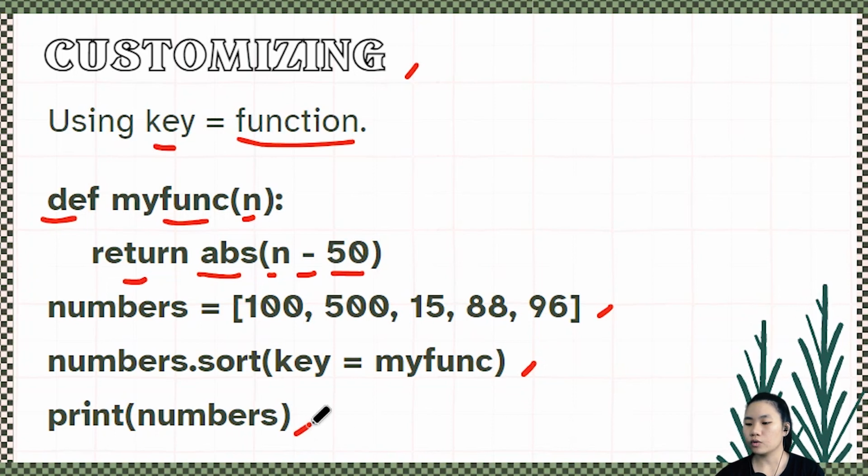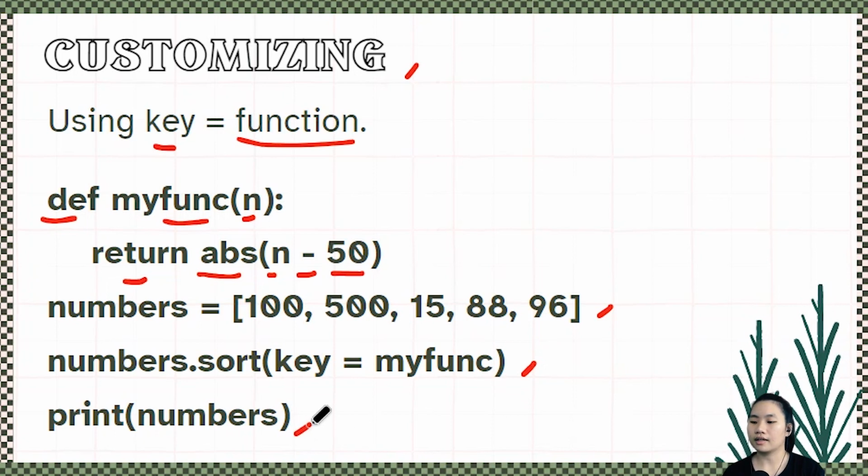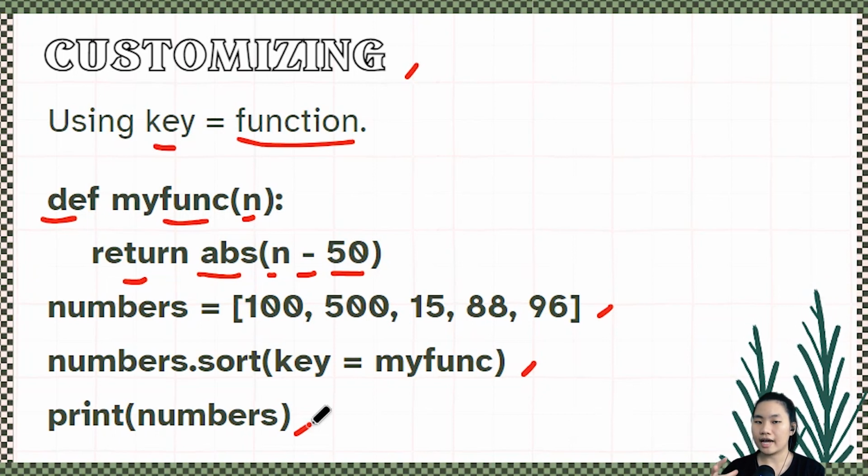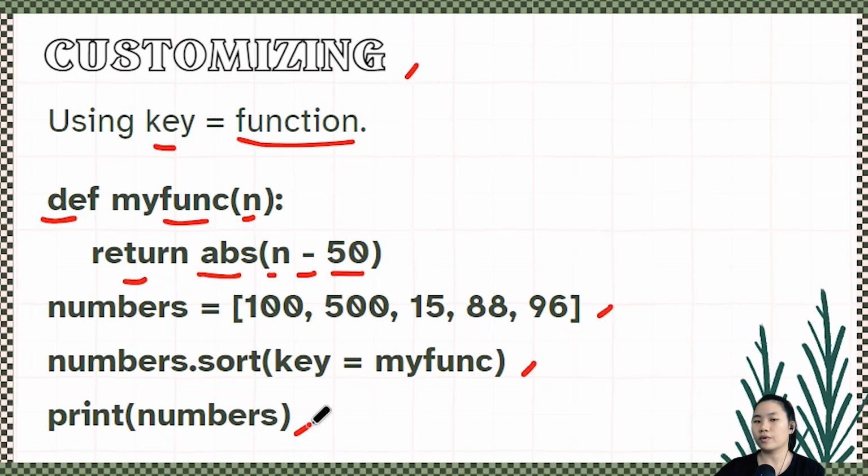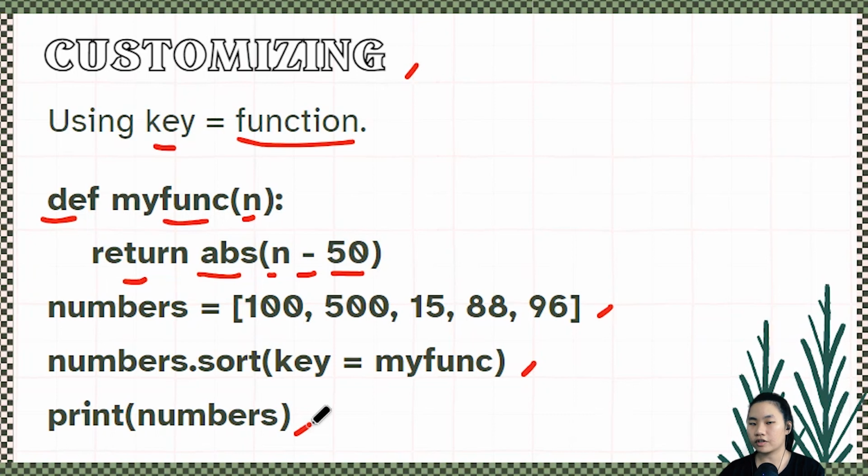Now, what you will get from this is that it will sort the numbers closest to 50 first, and then the ones that are further away from 50. So it's sorting based on the distance, closest to 50 and then furthest from 50.